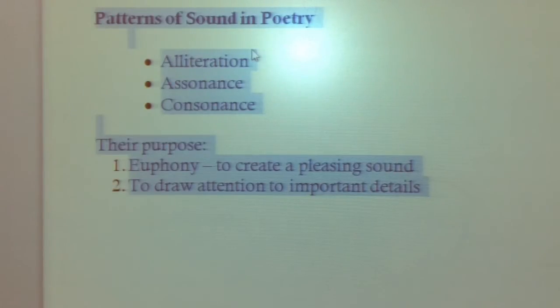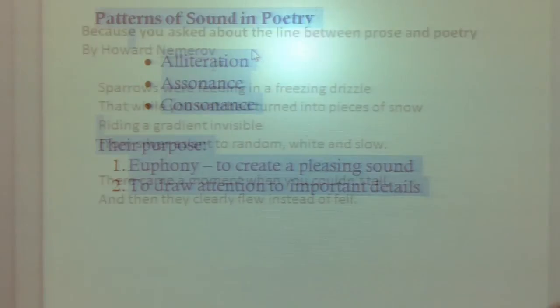My purpose today is to discuss patterns of sound in poetry. Typically, you'll find three patterns of sound: alliteration, assonance, and consonance. Their purpose in poems is to provide a sense of euphony, which is to create a pleasing sound, or to draw attention to important details in the poem.